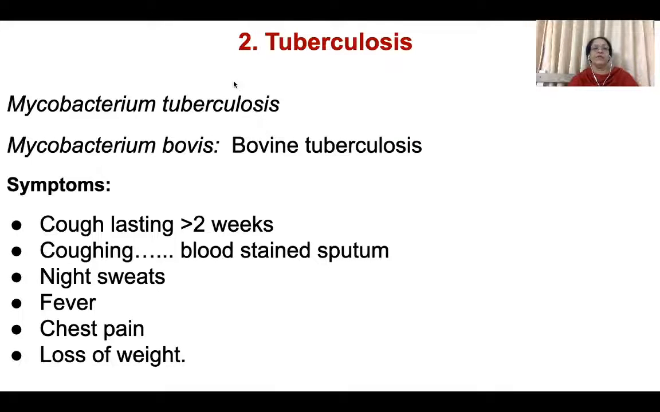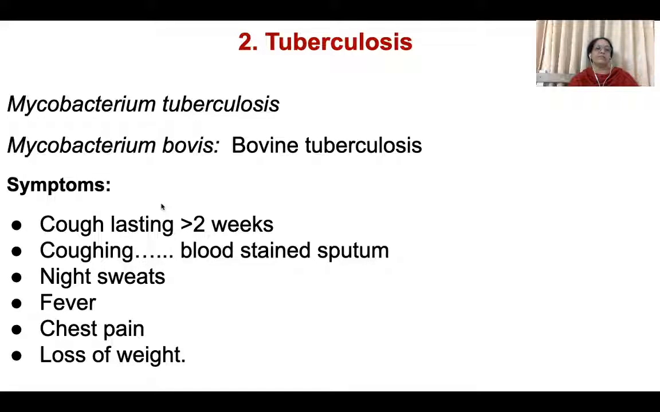Next and very important disease of the respiratory tract is tuberculosis. Here, a number of species of the genus Mycobacterium cause tuberculosis. First example is Mycobacterium tuberculosis and the second one is Mycobacterium bovis. This is of animal origin, so it is also called bovine tuberculosis.